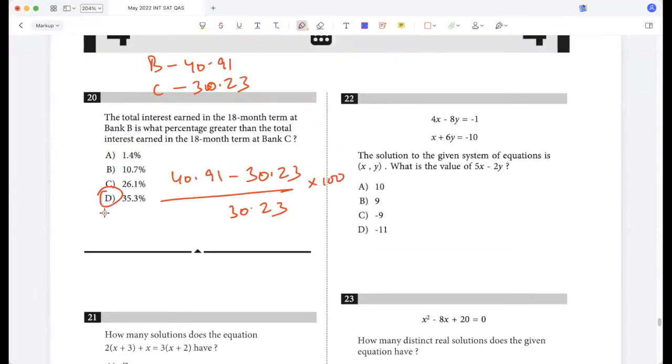The solution to the given system of equations is x comma y. What is the value of 5x minus 2y? So if I add the two equations, I'll get 5x minus 2y is minus 11.